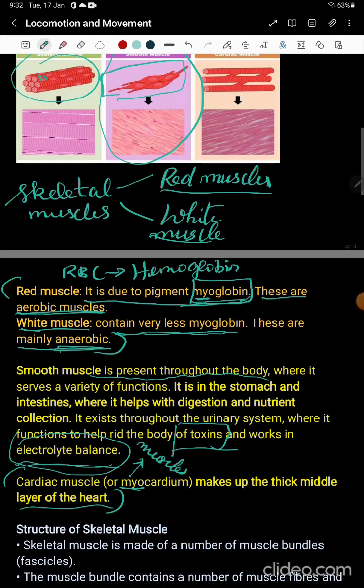Understood. Our skeletal muscles are classified into two types: red muscle and white muscle. The red muscle is due to the presence of the pigment myoglobin, and these are aerobic muscles. White muscles contain very little myoglobin, so in turn the oxygen concentration is very low, and these are mainly anaerobic. So this is all about the types of muscles and all the movement inside our body parts. Thank you.